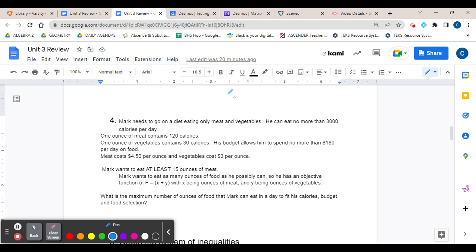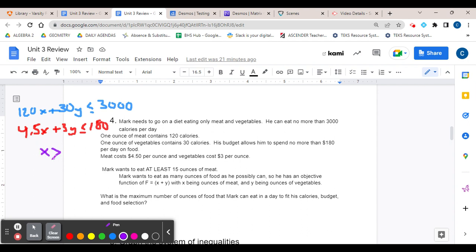All right, so where we were a second ago, we had 120x plus 30y is less than or equal to 3,000. And we had 4.5x plus 3y is less than or equal to 180. And we also had x is greater than or equal to 15. All right, and our objective function is just going to be x plus y, total amount of food.